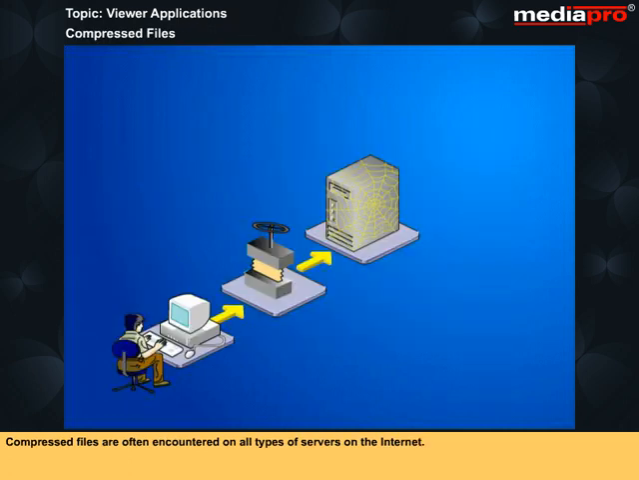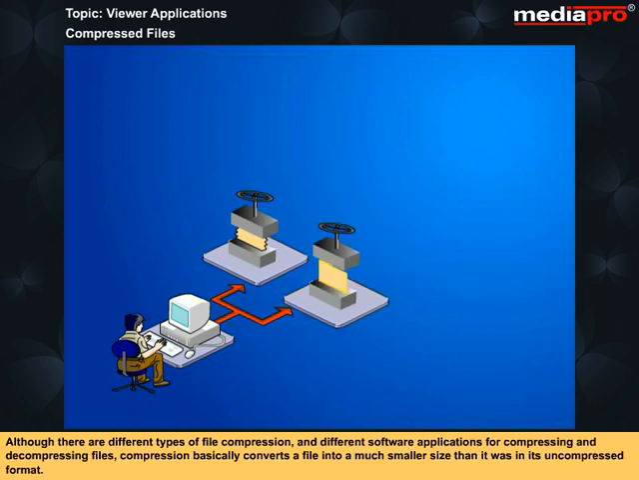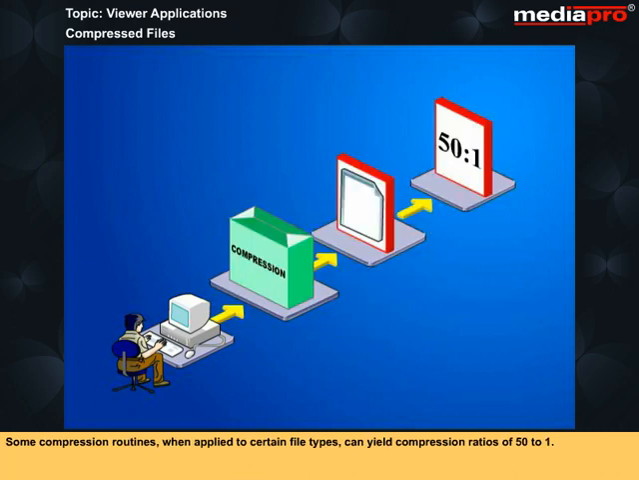Compressed files are often encountered on all types of servers on the internet. File compression is popular because of the utility it provides. Although there are different types of file compression and different software applications for compressing and decompressing files, compression basically converts a file into a much smaller size than it was in its uncompressed format. Some compression routines, when applied to certain file types, can yield compression ratios of 50:1.